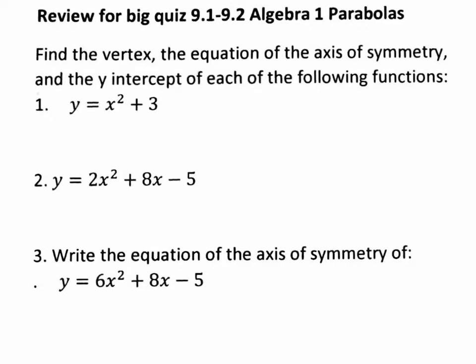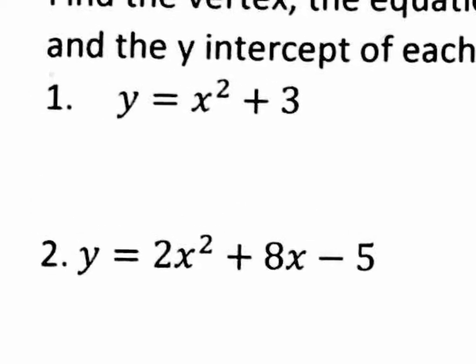Find the vertex, the equation of the axis of symmetry, and the y-intercept of each of the following. Okay, so we need to find three things for each of these. Let's first find the vertex on number one.